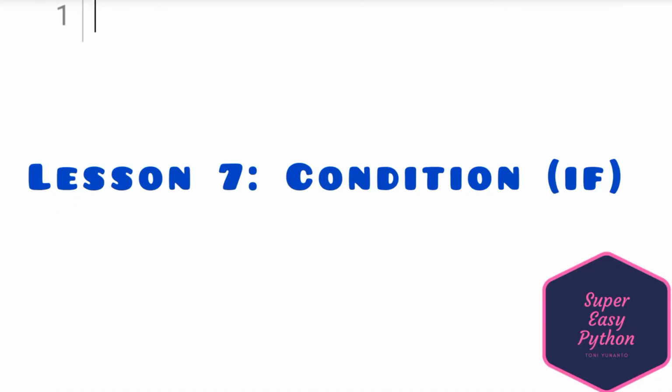Hello world, back again with me, Tony, in Super Easy Python. And then today we're going to learn about condition. You know that Python uses Boolean variables to evaluate conditions, and the Boolean values true and false are returned when an expression is compared or evaluated. For example, like this.